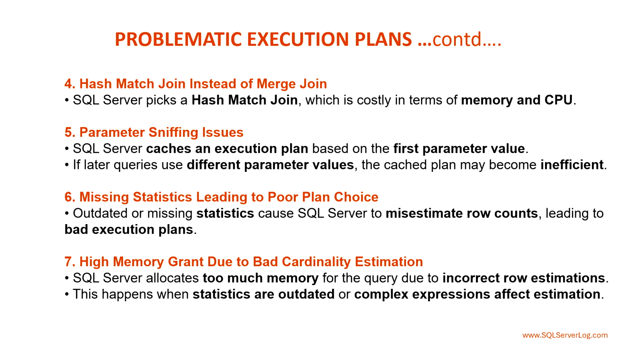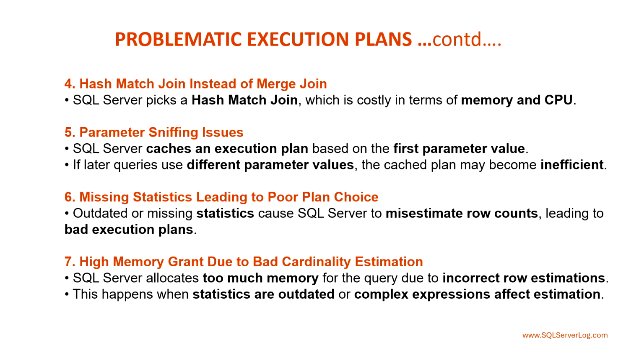Okay, so continuing to this, number 4 is hash match join instead of merge join. This is one of the reasons. SQL Server picks a hash match join, which is costly in terms of memory and CPU. Number 5, parameter sniffing issues. SQL Server caches an execution plan based on the first parameter value. If later queries use different parameter values, the cached plan may become inefficient.